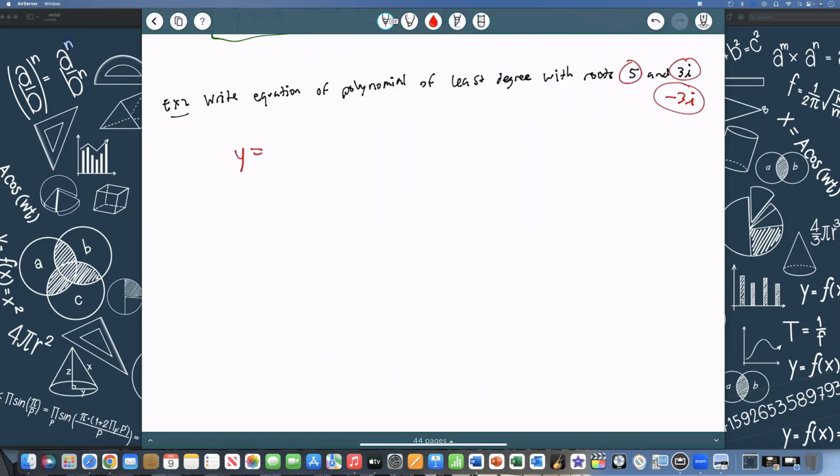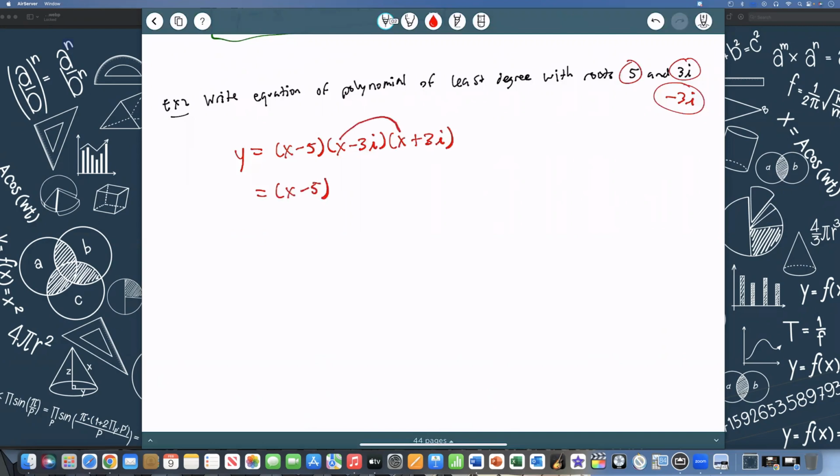Okay, it doesn't tell me a point, so I'll just make my a equal 1. So we have x minus 5, x minus 3i, and then x minus negative 3i is x plus 3i. Okay, so multiply the conjugates first.